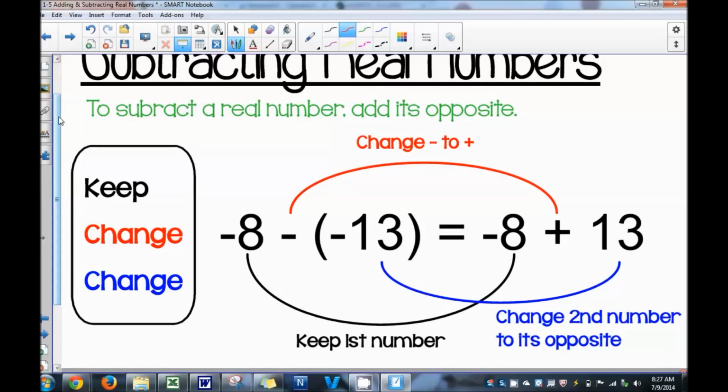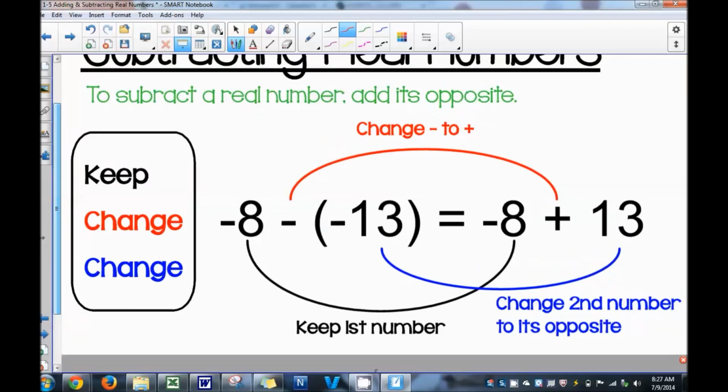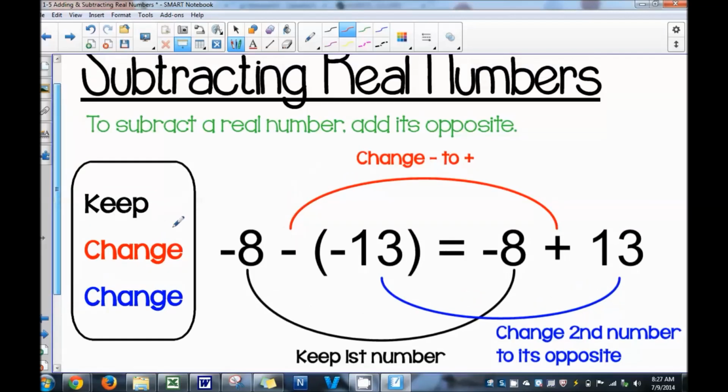So the keep, change, change, what that says is you keep the first number, and I've brought this in black here. So -8, I'm going to keep that number, so you can see that it stayed -8.